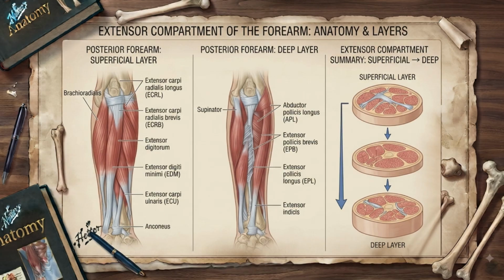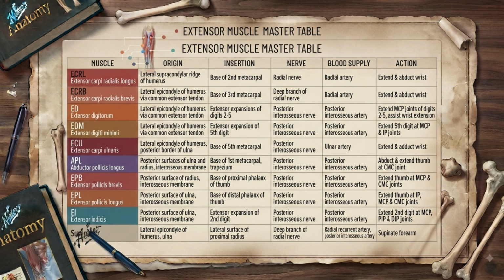Let's organize the posterior compartment. The superficial group mainly includes the major wrist and finger extensors. The deep group contains the important thumb extensors, abductor pollicis longus, extensor indicis, and supinator. Most of these muscles are supplied by the radial nerve or its deep branch, the posterior interosseous nerve. This master table brings together the major extensor muscles. These functional relationships are more useful for quick recall than simply memorizing names.